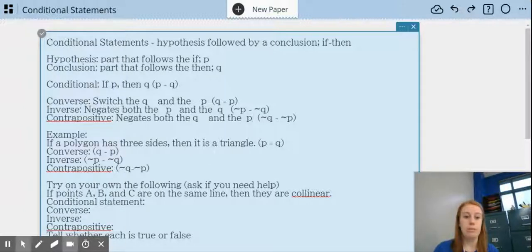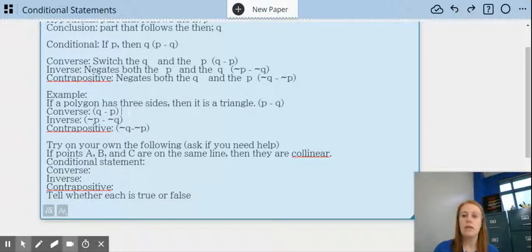Let me give an example, and hopefully this will make a little bit more sense. So if a polygon has 3 sides, then it is a triangle. So this is our conditional statement. Our hypothesis is a polygon has 3 sides. And our conclusion is it's a triangle. So if P, then Q.